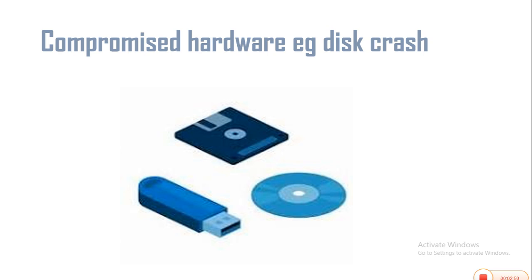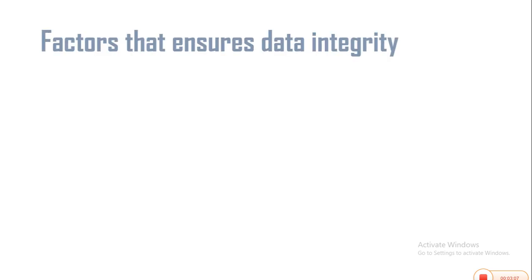Compromised hardware, for example, disk crash. Hardware like your storage medium. Sometimes when there's a problem with your storage medium, it can also affect the accuracy of the data set stored in that storage medium. Let's look at some of the things that can ensure data integrity.